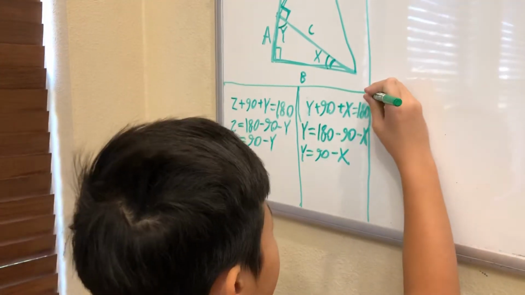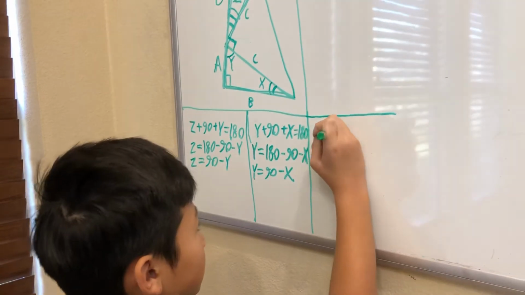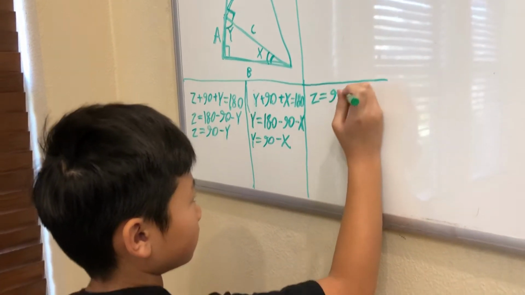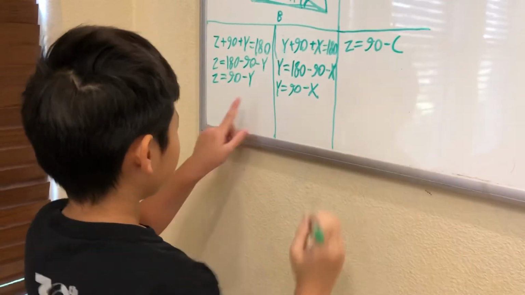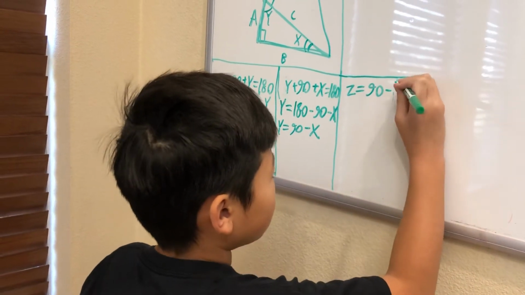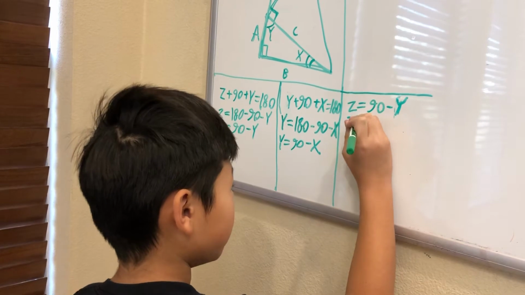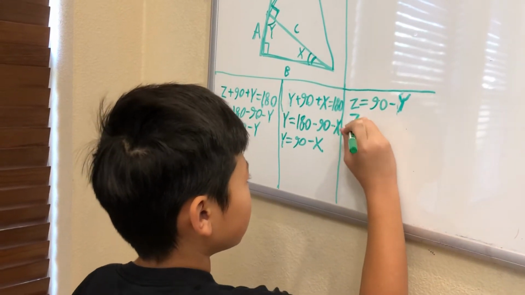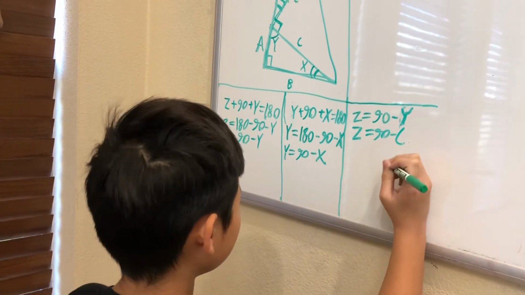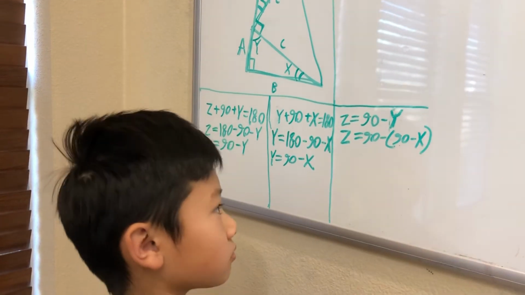And let's plug it in with Z. Z is equivalent to 90 minus, now we know that Z is 90 minus Y, right? So we rewrite that. So then Z, but then we have to convert Y, so then it becomes 90 minus X.